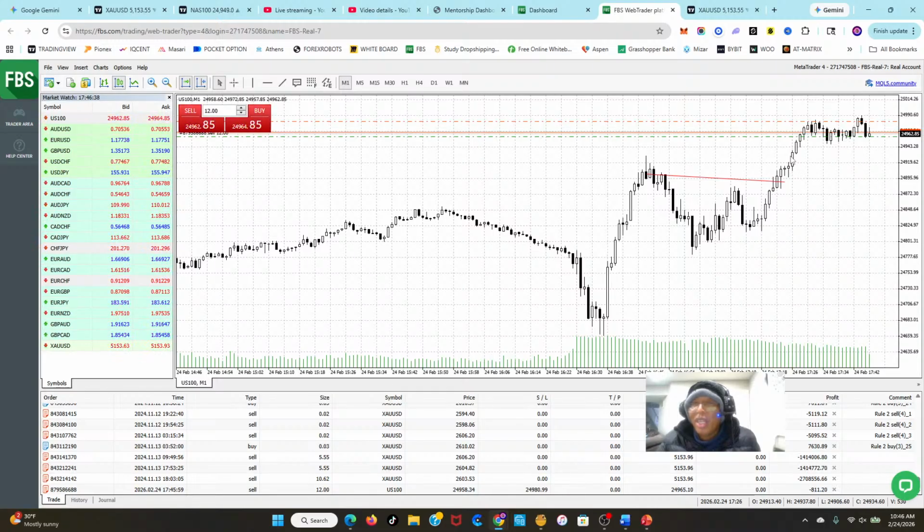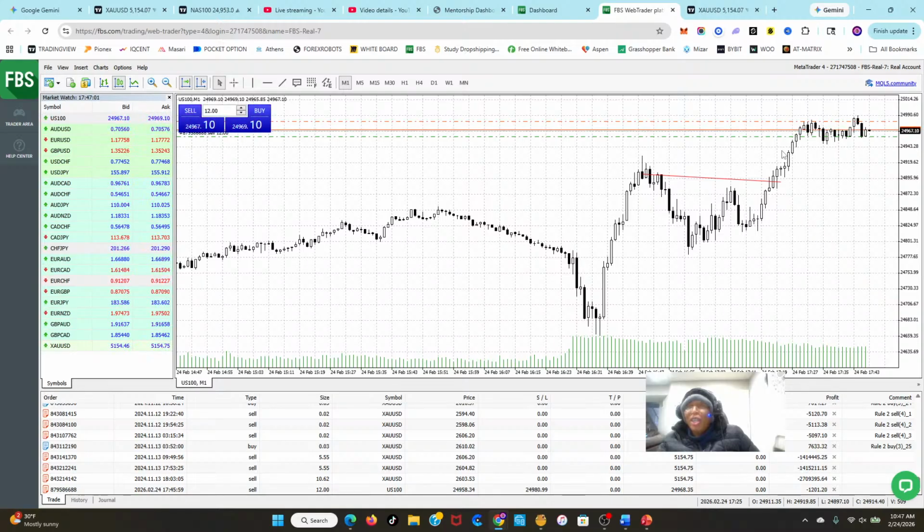Somebody probably entered here, a big institution, and printed this big candle. They don't want to let it go down at all. So we come down with a big red bar and boom, we go back. They're putting in money, more money, more money. It takes a lot of money, a lot of energy to stay up here.